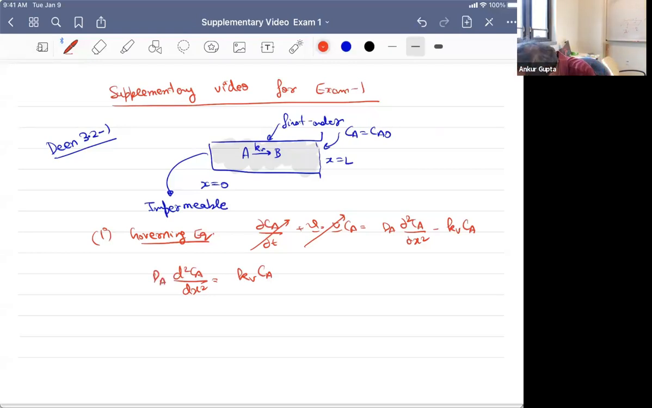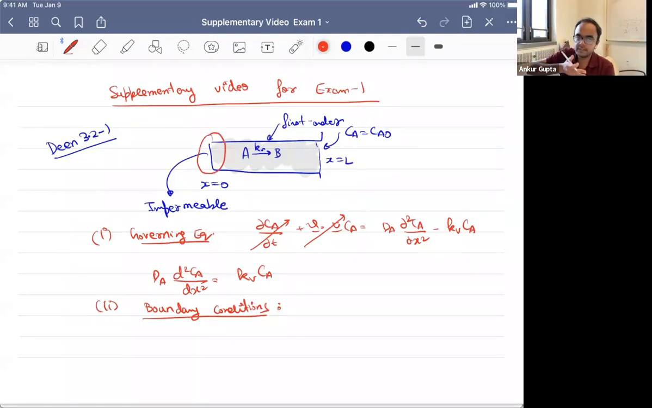The second thing is boundary conditions. At x equal to 0, we have no flux. The boundary is impermeable. So we say dCA by dx at x equal to 0 is equal to 0. And the second thing is CA at x equal to L is CA naught. Okay. So we have the governing equation, we have the boundary conditions, and we can essentially solve them.